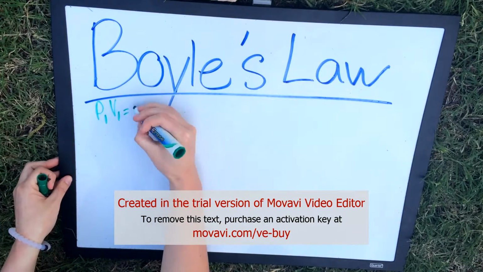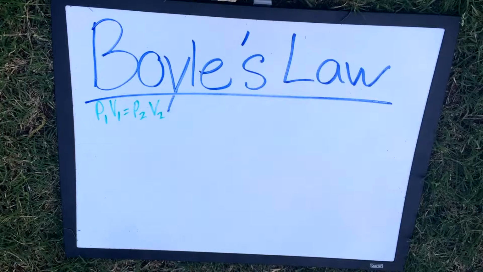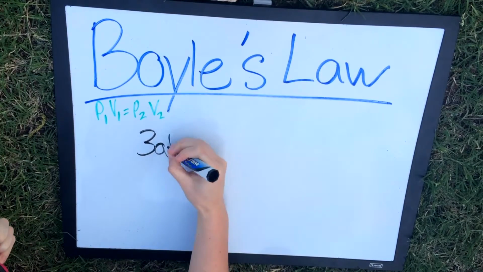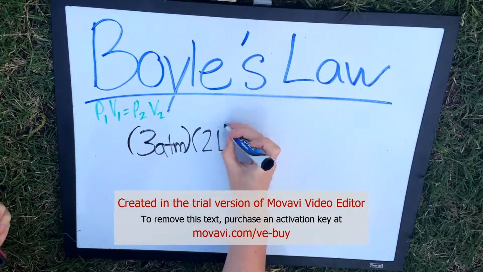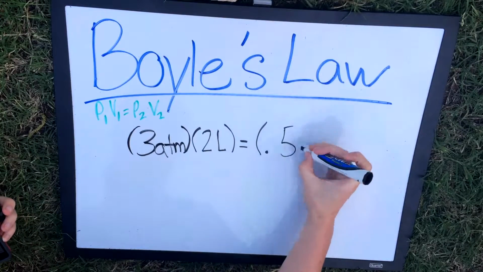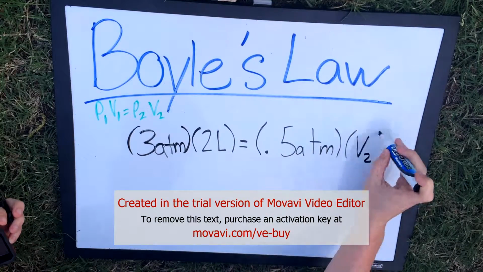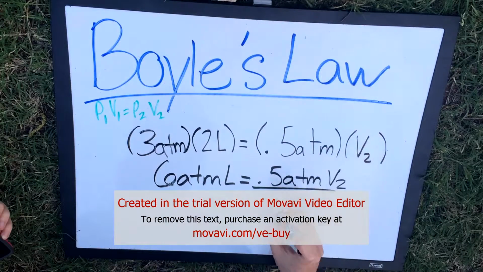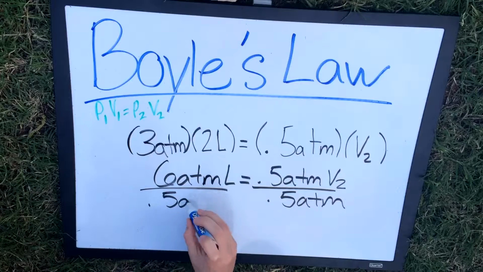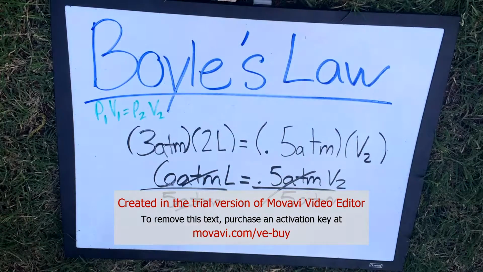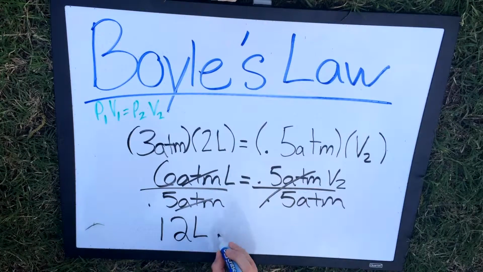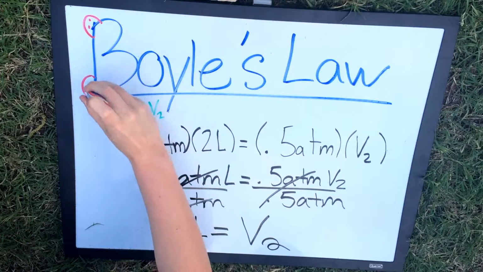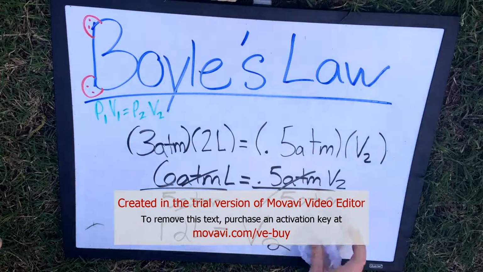An example question and solution of this law is: a balloon with a volume of 2 liters is filled with a gas at 3 atmospheres. If the pressure is reduced to 0.5 atmospheres without a change in temperature, what would be the volume of the balloon? To solve this, we would multiply 2 liters and 3 atmospheres and also multiply 0.5 atmospheres and volume 2. To solve for volume 2, divide 0.5 atmospheres on both sides so that it will cancel out, leaving behind 12 liters.